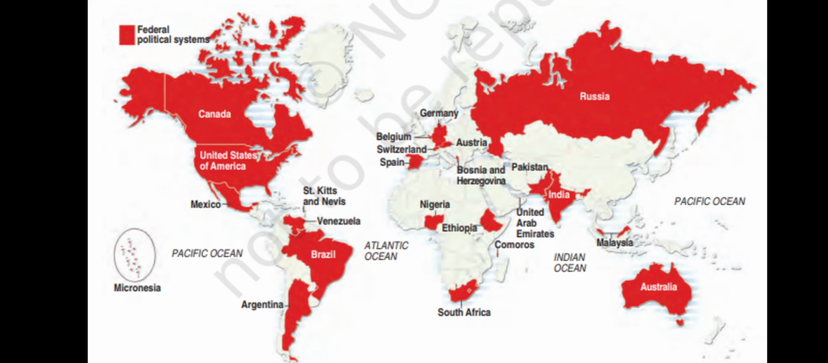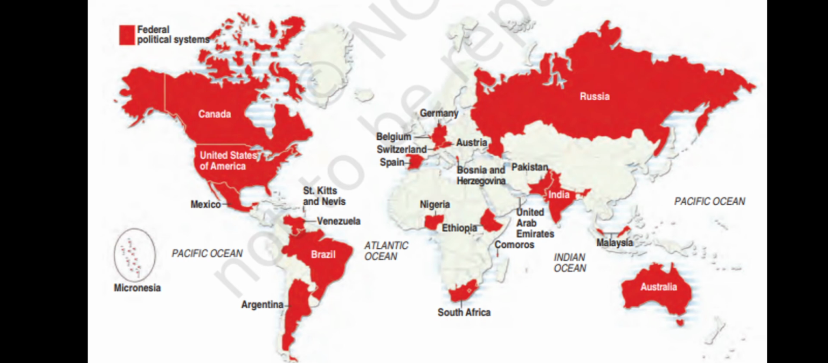Now look at the map of the world, and the areas in red tell you the location of federal countries. If we go by numbers, there are only 25 countries in the world who are federal countries, who are federations. However, they comprise nearly 40% of the population.